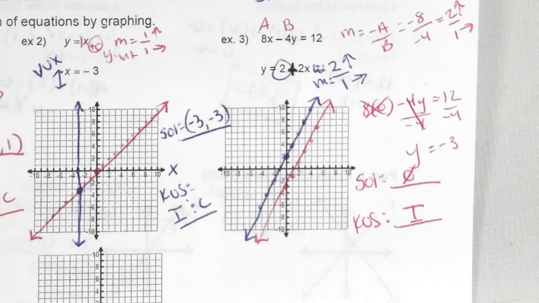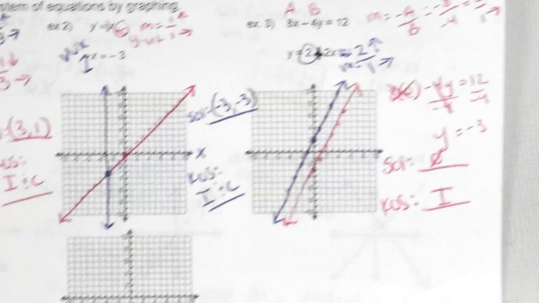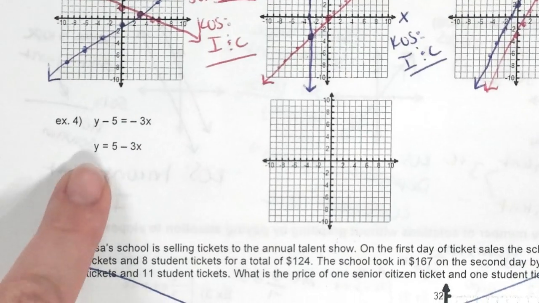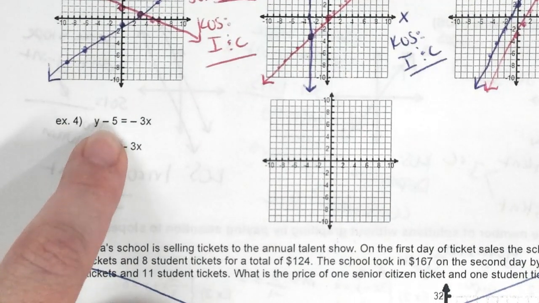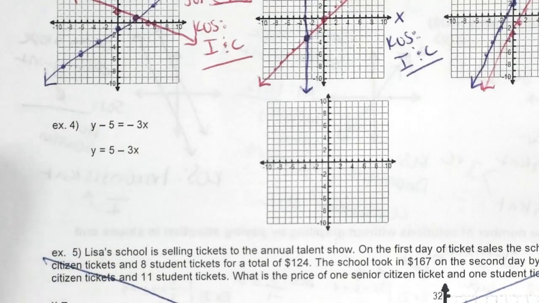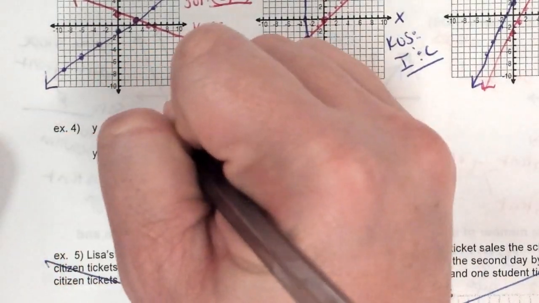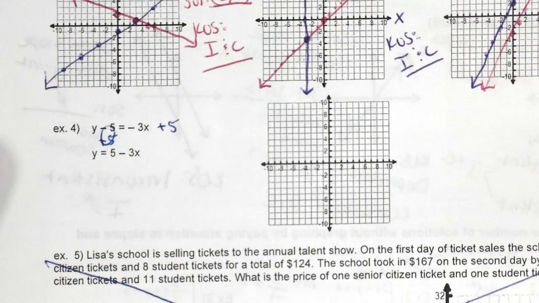Okay, the last graphing one is actually super simple. We're almost done, I swear. Okay, so look at example 4. One of them has y alone. Does this one have y alone? What do I need to do to get y alone? Add 5. When I do that, what do I notice about my two equations?